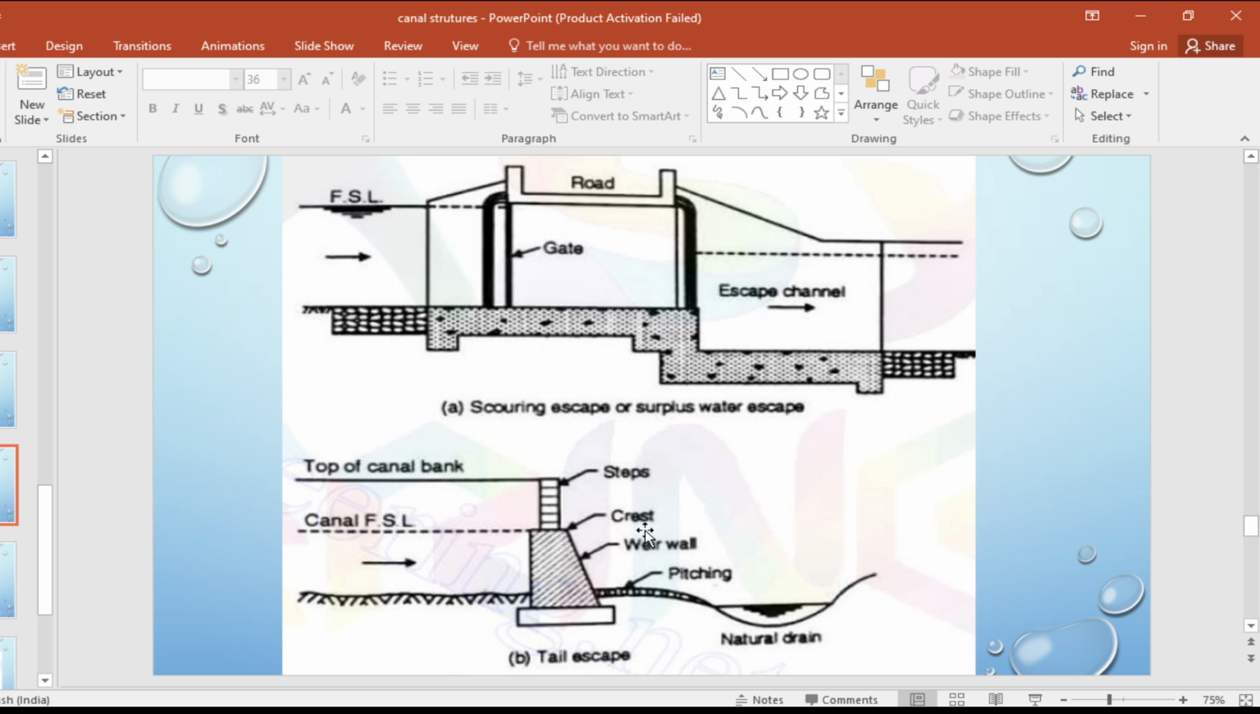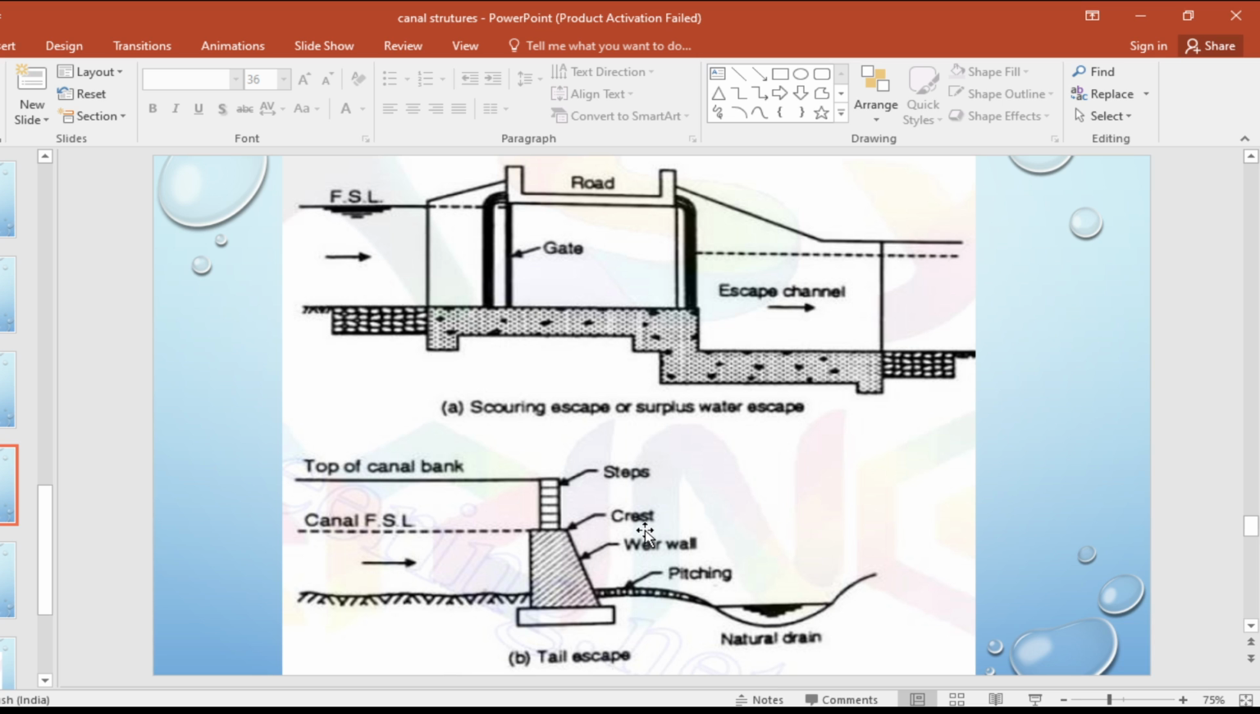Okay, this is about the canal escapes. Up to this we have covered four canal structures. First is canal fall. In the previous video we have covered it. Secondly, canal regulators. In that we have covered two regulator works, head regulator and cross regulator. And now the fourth structure, that is canal escape, we have covered.